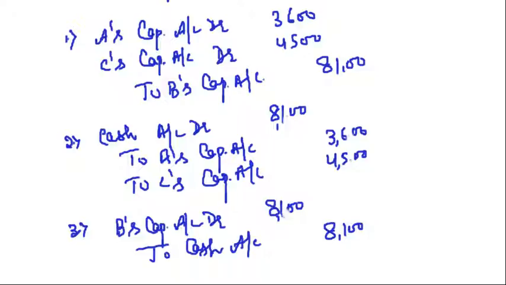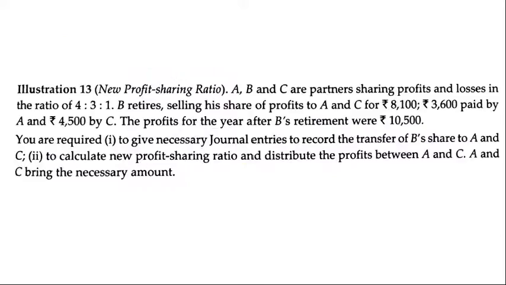Then, for this payment, A and C are bringing the cash into the business. If the cash is being brought into the business, we will debit the cash account and credit A's capital account and C's capital account. Is that clear? Then this cash is paid to B. So the first part is over.